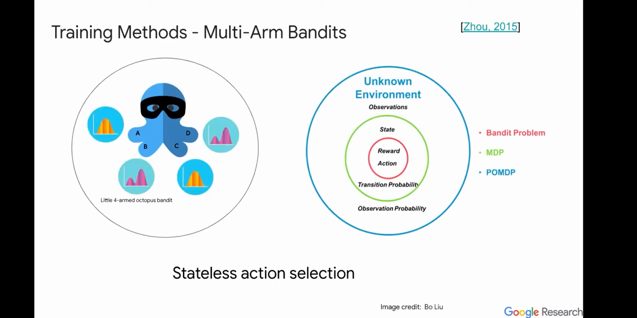Multi-arm bandits are a simplified version of the sequential decision-making process, also very popular. They basically select actions, but without having to deal with the states. There is a little diagram here showing where bandits are, what an MDP is, and where RL lives in this role.